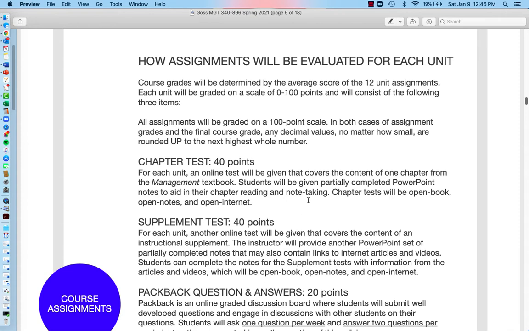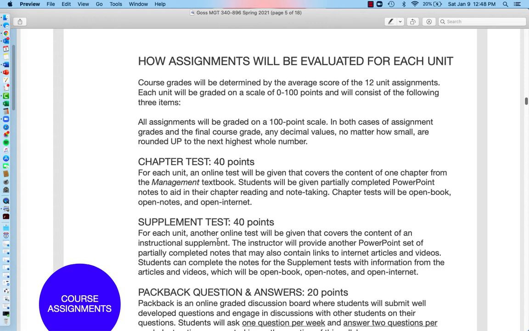For each unit, I will give you an online test that covers the content of one chapter from the management textbook. Now let me back up and tell you that each unit will have 1 chapter per week from the management textbook, with just 2 exceptions. So make sure you understand that. For virtually every week, you will have 1 chapter to cover from that green management textbook. Also, each week, I will give you some supplementary things like videos, articles to read, those kinds of things.